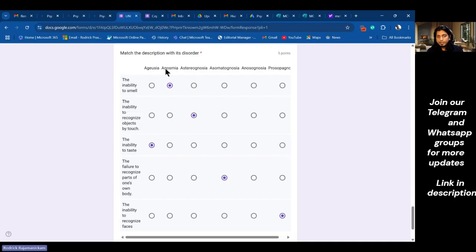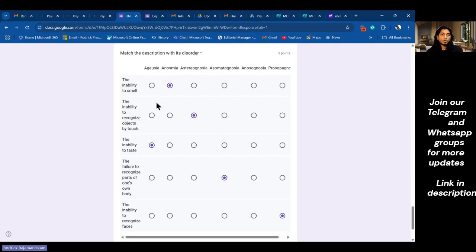Agnosia basically means difficulty identifying or recognizing something. So if we have prosopagnosia, that means agnosia for faces. Pros is kind of like for faces. So that is how you'll have to remember. When you say stereognosia, we already knew stereognosis is for touch, so astereognosia is going to be absence of recognition by touch. Anosmia is smell, we already discussed.